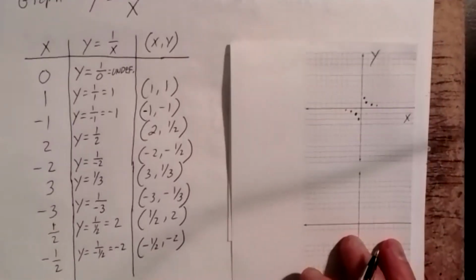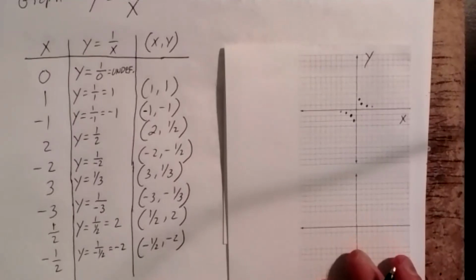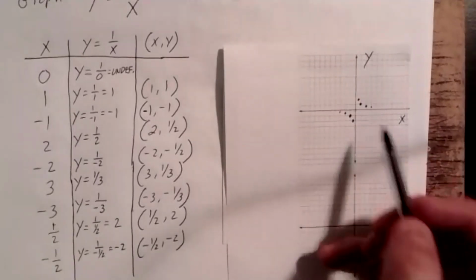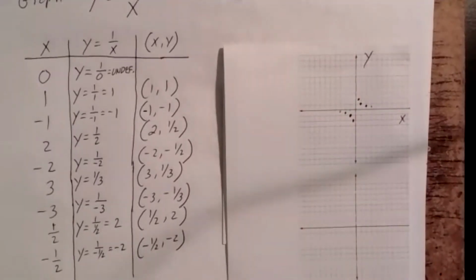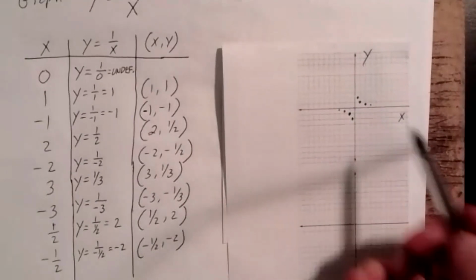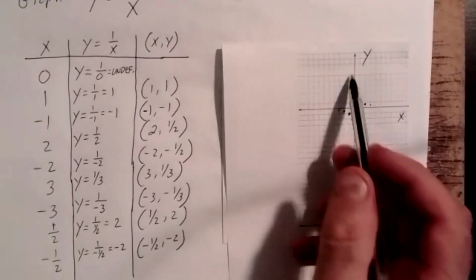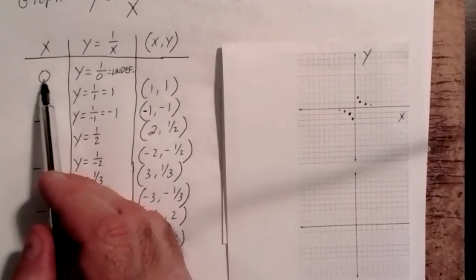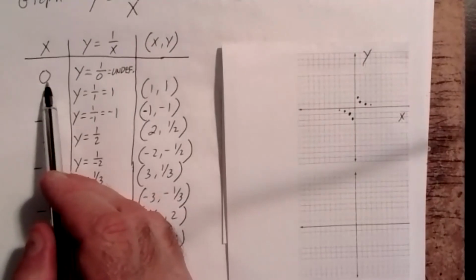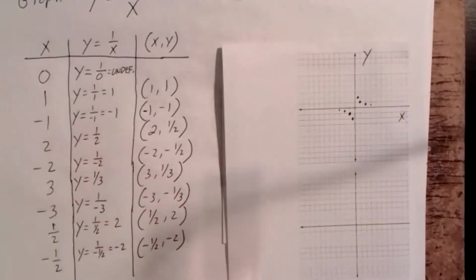I got a question for you, ladies and gentlemen. Is this graph ever going to touch the y-axis? No. Never. It can't touch the y-axis, because if this graph crosses or touches the y-axis, that means there would have to be a point on the graph that has an x-coordinate of 0. We've already said this function is not defined when x is 0. This graph will never touch the y-axis.